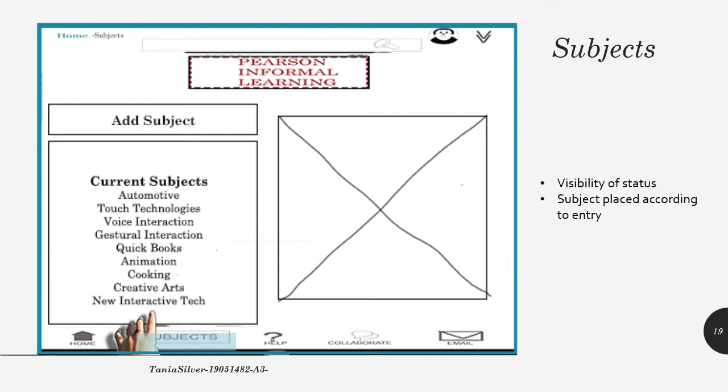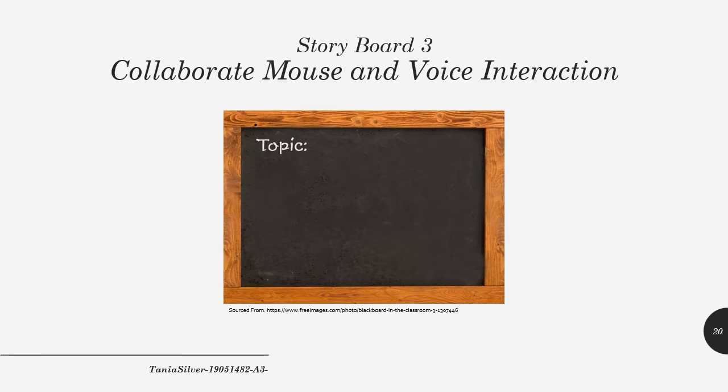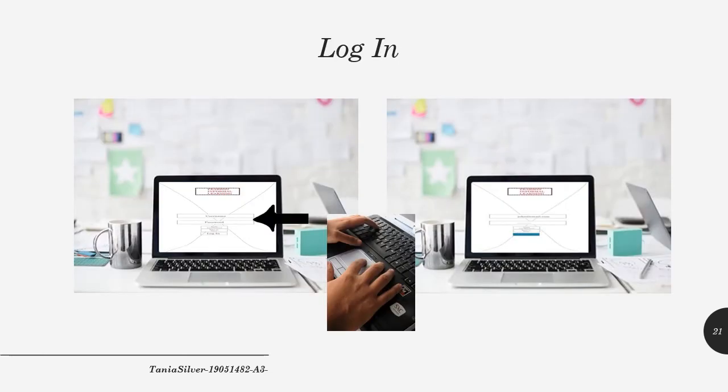Once directed back to the subjects page, the user has visual confirmation of the addition of their subject to the list. Pearson Informal Learning is being used in this storyboard for the purpose of a Collaborate session using multi-interactions. The login process is achieved by mouse and keyboard interaction. This can be achieved by external as well as internal mouse devices.